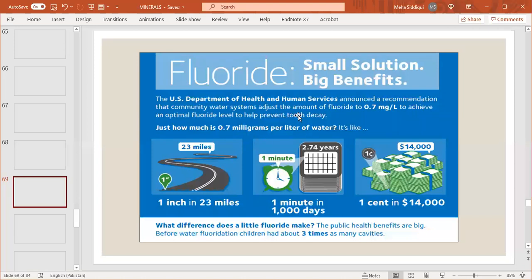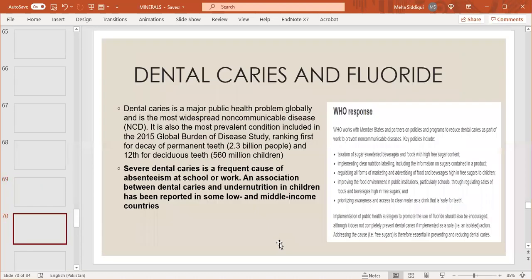The US Department of Health and Human Services announced a recommendation that community water systems adjust the amount of fluoride to 0.7 milligram per liter to achieve an optimal fluoride level to help prevent tooth decay. The quantity is very small, but the public health benefits are big, because without water fluoridation children had about 3 times as many cavities. Now, dental caries and fluoride.